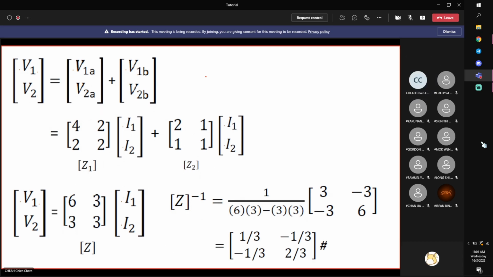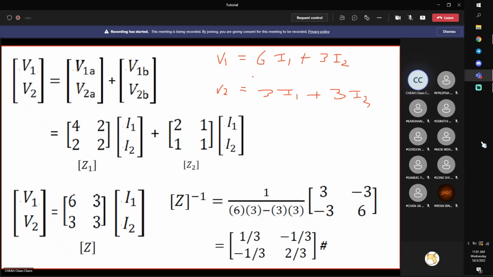But if you have forgotten, it's also possible to do it in another way. You just have to write down these equations. For example, V1 will be equal to 6I1 plus 3I2. V2 will be equal to 3I1 plus 3I2. Then there are a few ways. These are just linear equations. Solve I1 and I2 in terms of V1 and V2. Then you get the admittance form. So there are many ways to solve it.